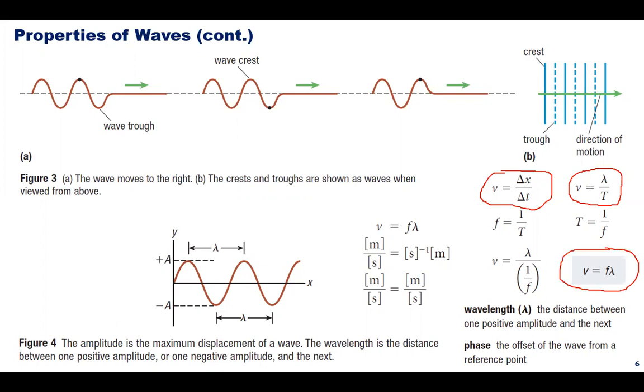This is called the universal wave equation, and it shows that the speed of a periodic wave is related to its frequency and wavelength. A unit analysis of this equation shows that the frequency in hertz corresponds to speed in meters per second. Any questions? Okay, so basically the speed of a wave equals the frequency of the wave times the wavelength.